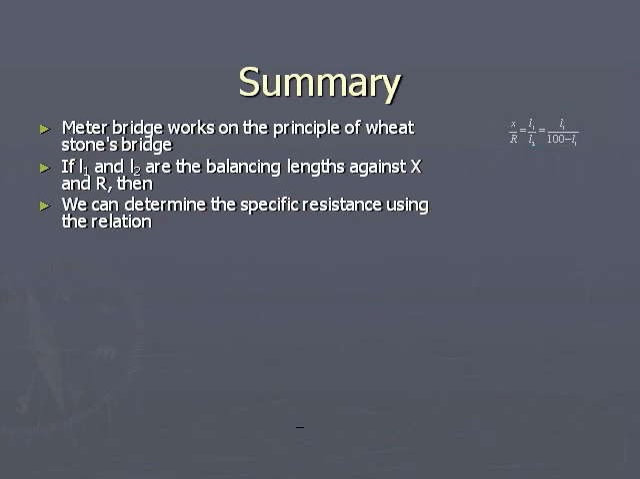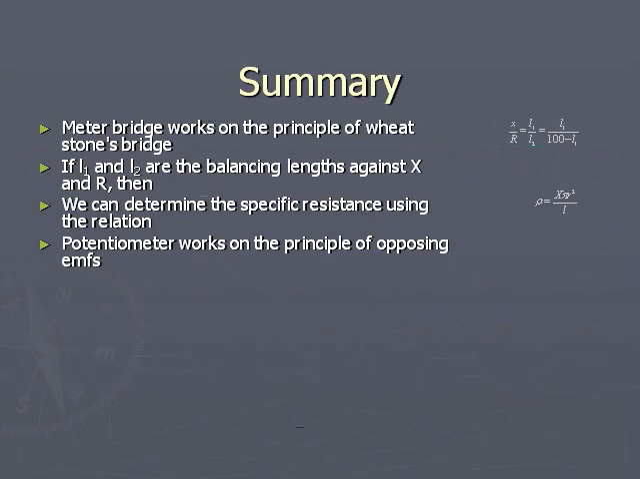Then we determine the length of the wire with a meter scale and the radius with a screw gauge. Then we determine the specific resistance with the relation rho is equal to X into pi r square by L. r is the radius, L is the length, and X is the resistance of the wire.